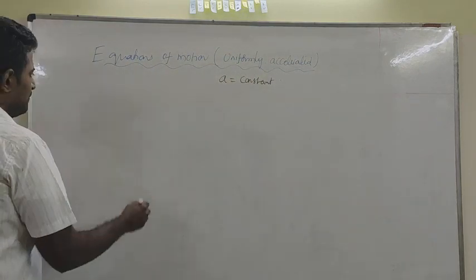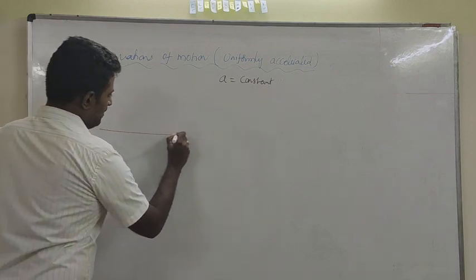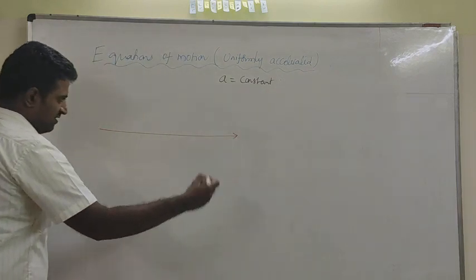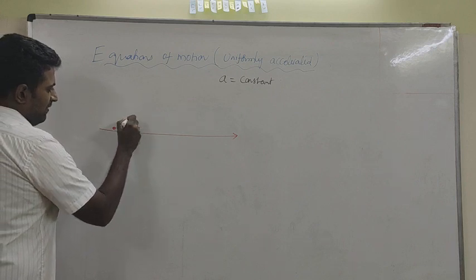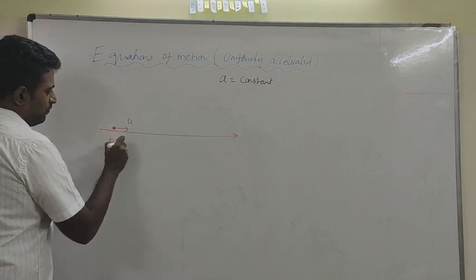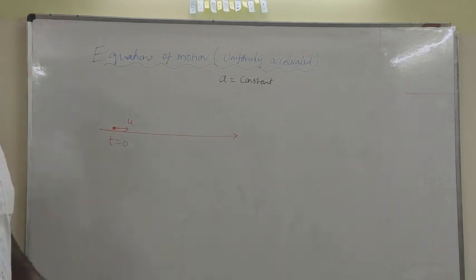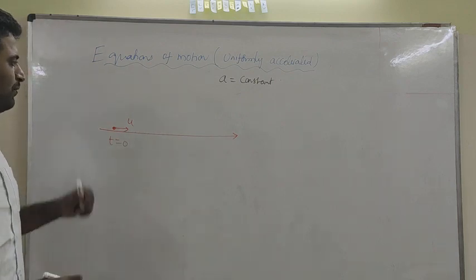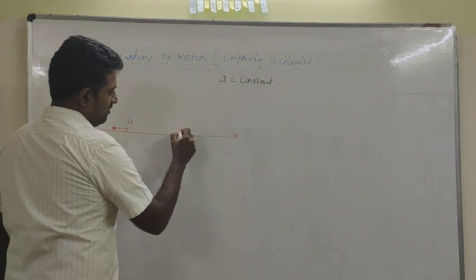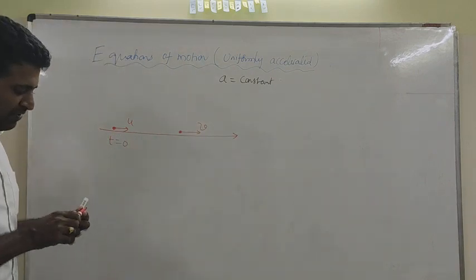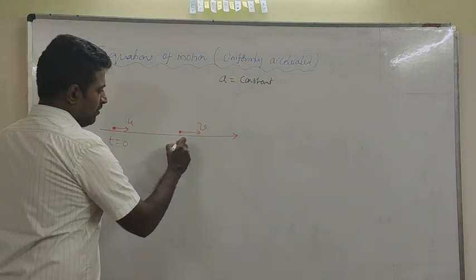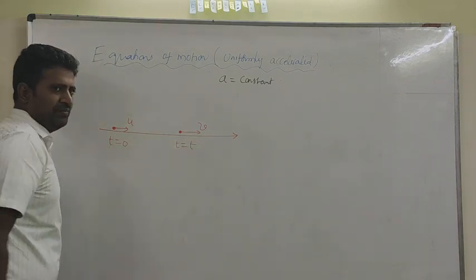Do you remember I told you, if a body is traveling along the x-axis, let us suppose at t equal to 0, the velocity of the body is u. It means the body has started its journey with an initial velocity u. After some time t, let us suppose its velocity has become v. That is, at t equal to t, its velocity has become v.